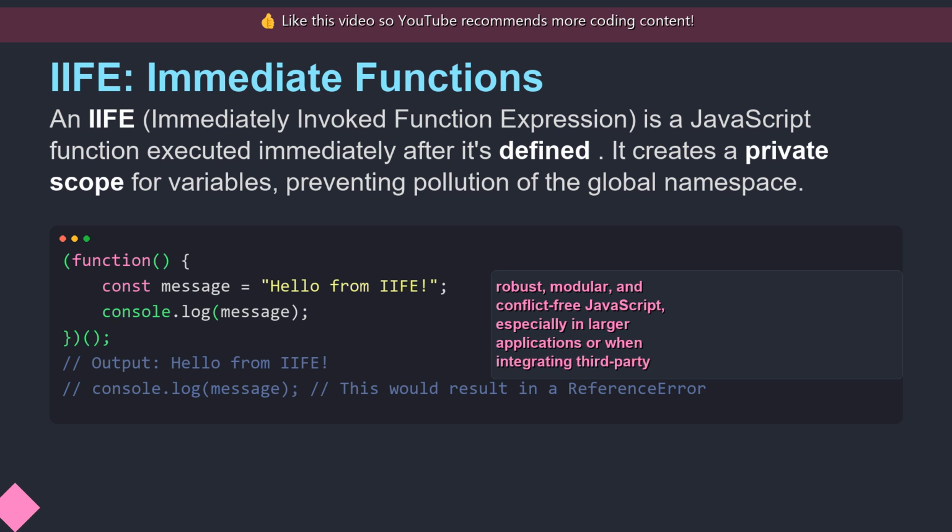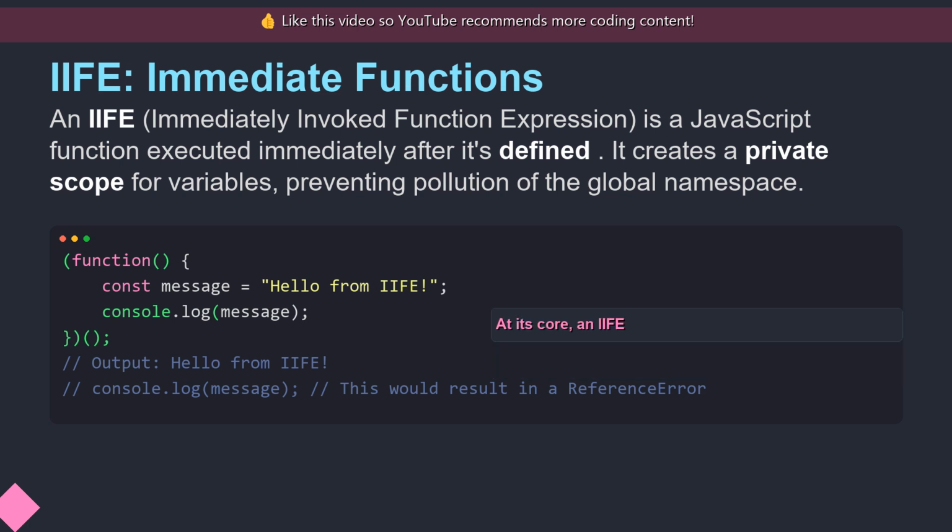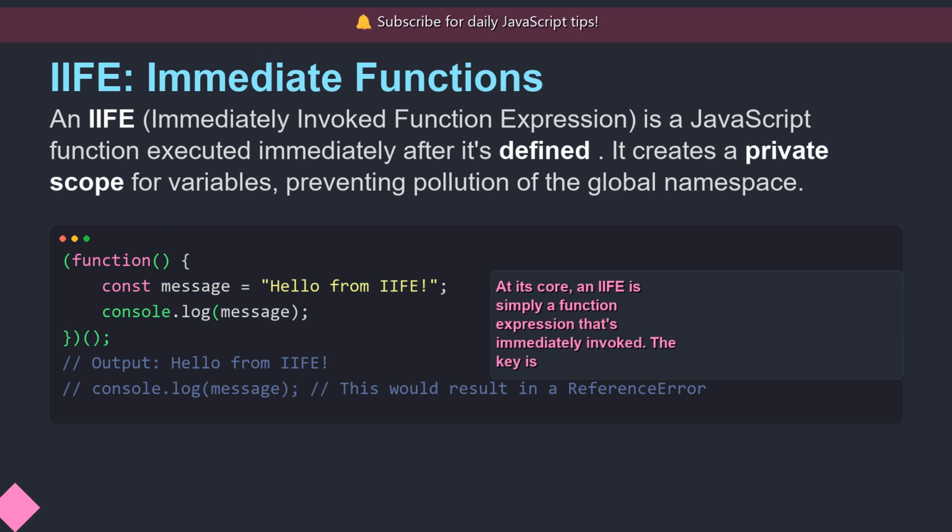third-party libraries. At its core, an IIFE is simply a function expression that's immediately invoked. The key is the syntax. You wrap a function declaration in parentheses, making it a function expression, and then immediately follow it with another set of parentheses to call it. This creates a new, temporary execution context. Any variables or functions declared inside this IIFE are confined to its local scope, meaning they aren't accessible from the global scope, effectively achieving encapsulation.